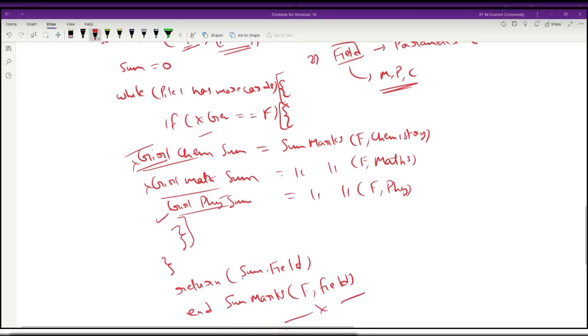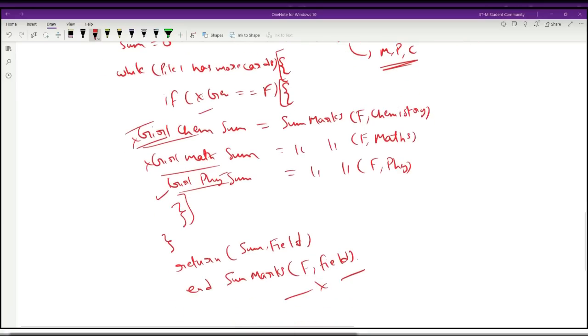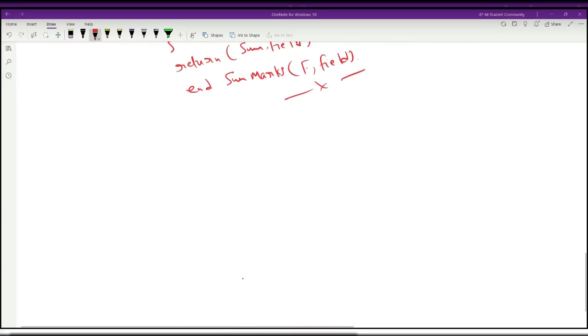If any doubts, you can ask. Is anybody having any doubts? No, sir. Fine, that's very great to hear. Now, here we are returning sum dot field, right? Is it mandatory? Oh no.